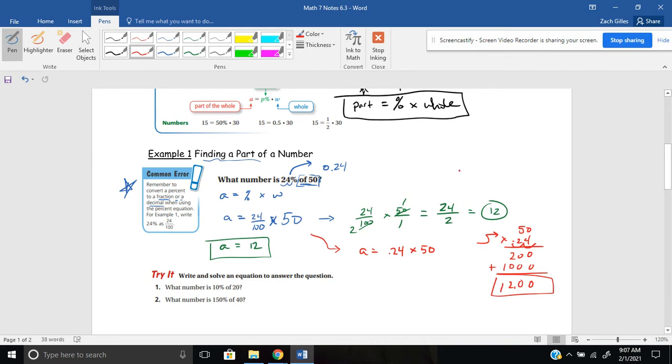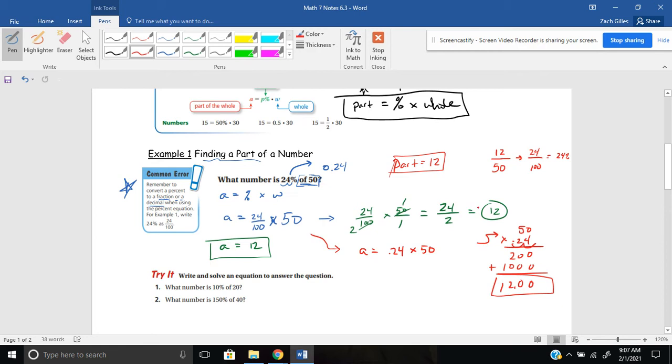So your part is 12. Now let's see, does that make sense? Well, if my part was 12 and my whole was 50, that's like saying you got 12 out of 50 on an assignment, and you wanted to know your percent. Remember, any percent is out of 100. So multiply by 2, multiply by 2, 24 out of 100 is the same as 24%, right? Which is exactly what I started with.